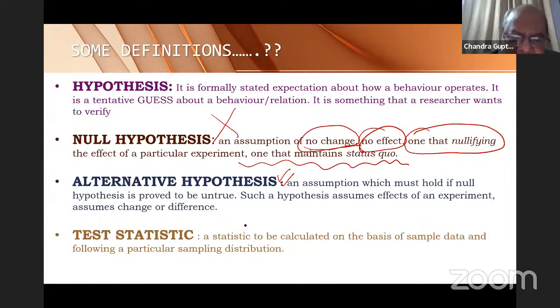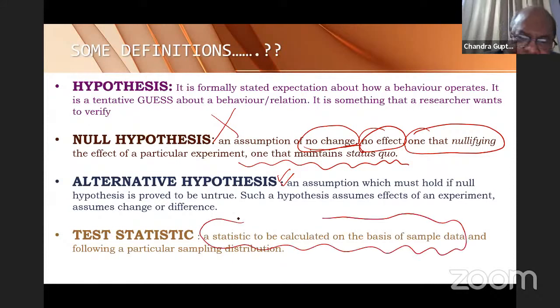Test statistic is a statistic which is calculated on the basis of sample data that will follow a particular sampling distribution, and then on the basis of that test statistic we decide whether the null is to be accepted or not to be accepted.